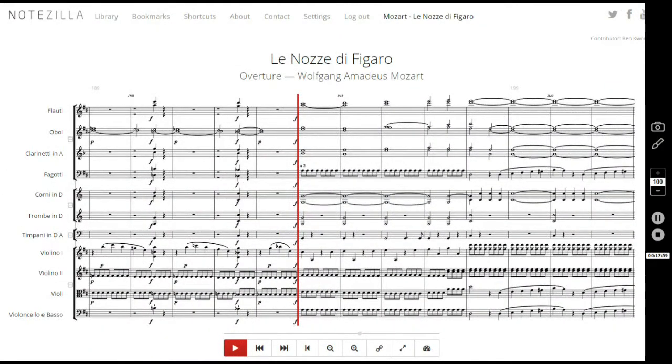Objective 1.11 talks about ledger lines above and below the staff. For this one I have The Marriage of Figaro by Wolfgang Amadeus Mozart. Let's listen to just a little bit of the middle of this piece.